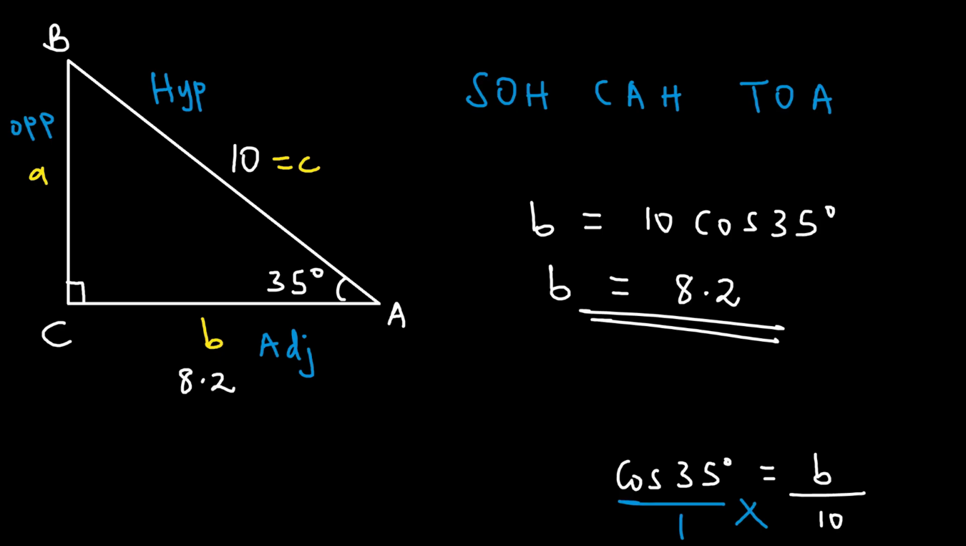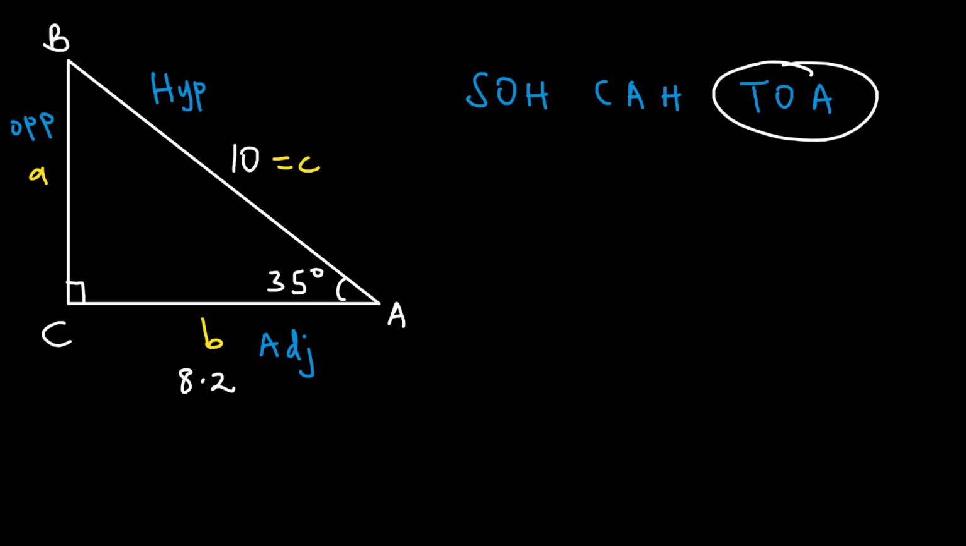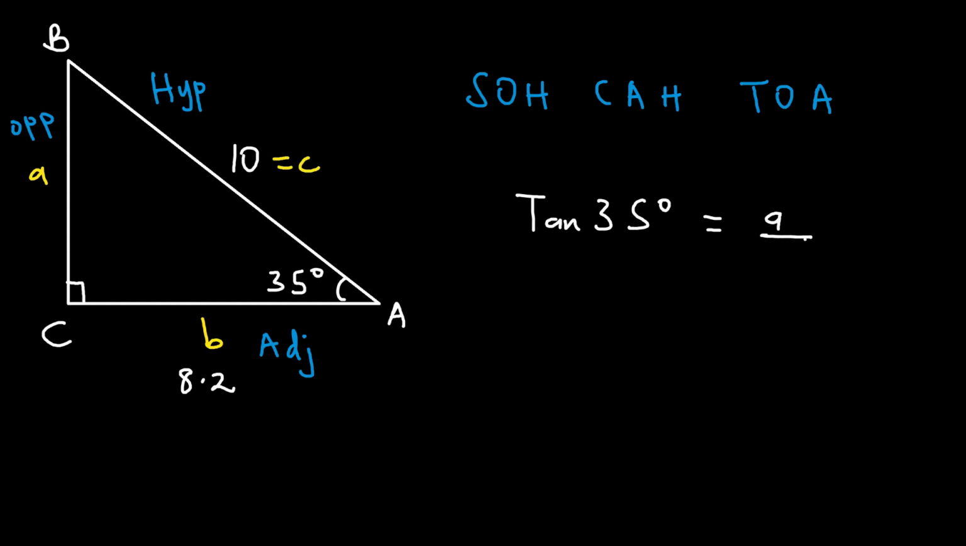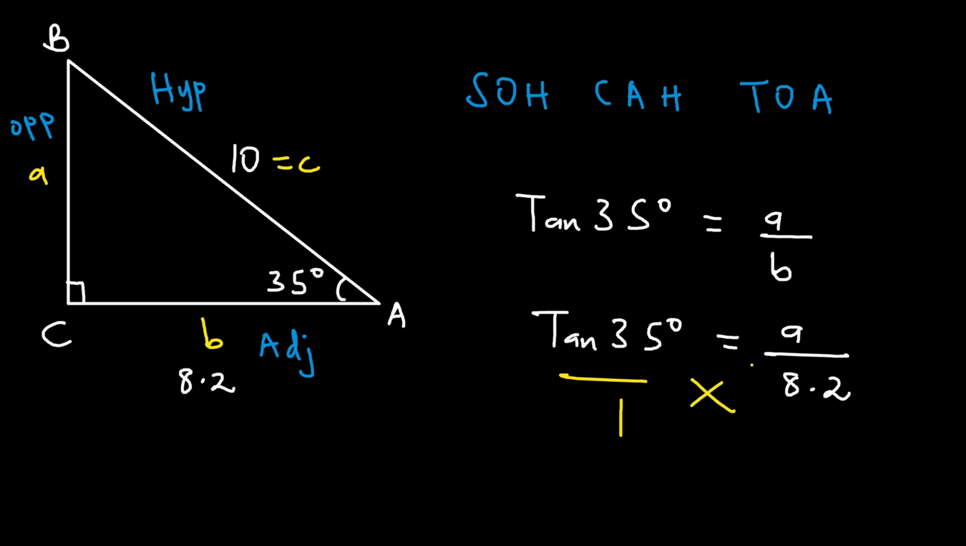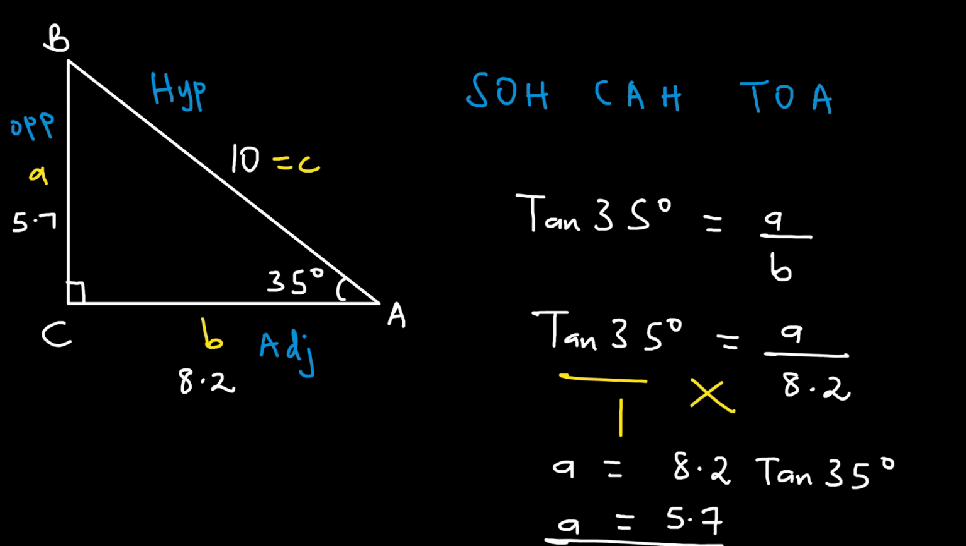Now how can we find side A? To find side A, we can use this. So we shall have the tangent of 35 degrees equaling the opposite, which is side A, divided by the adjacent, which is side B. And we found side B to be equal to 8.2. So this will be tangent of 35 degrees equaling A divided by 8.2. If you cross multiply, you will have A equaling 8.2 times the tangent of 35 degrees. And so A will be equal to, if you put this in the calculator, 5.7. So side A is 5.7.